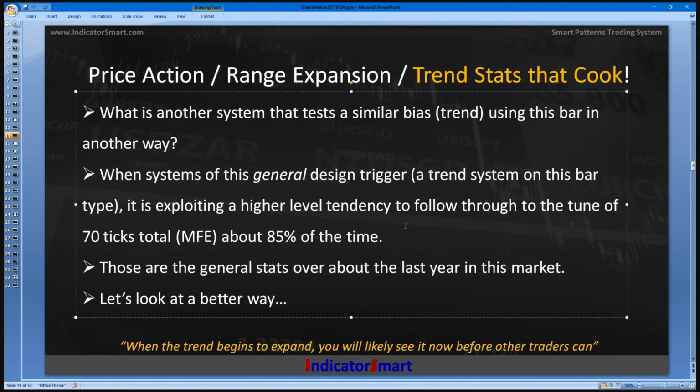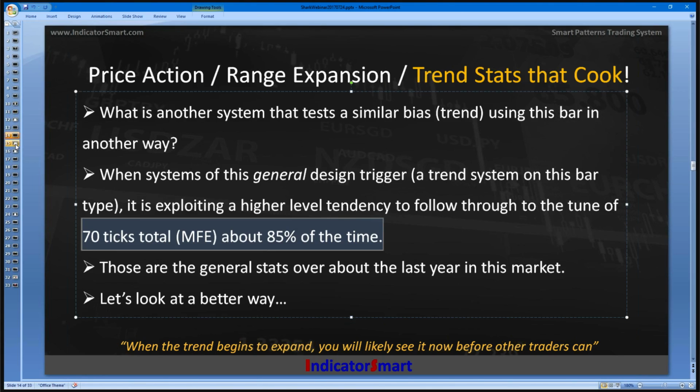And so what you might choose to do if you were just going to use that system by itself is wait for a retracement or something like that and get these numbers even higher. That would be a form of a hybrid system, and you can start getting your win percentages to go a lot higher when you do that. So this is a general statistic in crude oil using this bar type over about the last year or so.